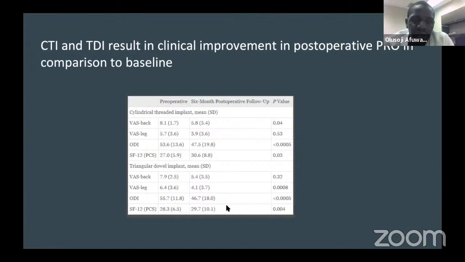Now, when you compare the postoperative outcomes in patients that underwent SI joint fusion with the cylindrical threaded implants versus the triangular dowel implant, and compare their preoperative reports to their 6-month follow-up, you see that there is significant improvement in terms of their pain, disability, as well as their quality of life in both patient populations. This suggests that SI joint fusion with either system led to significant improvements.